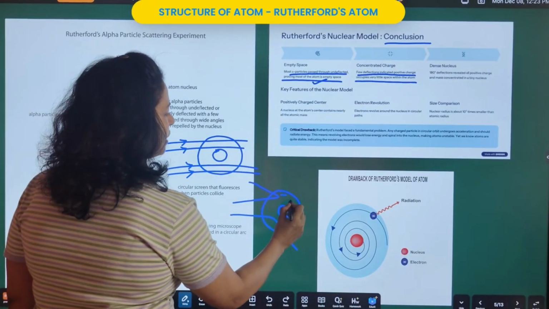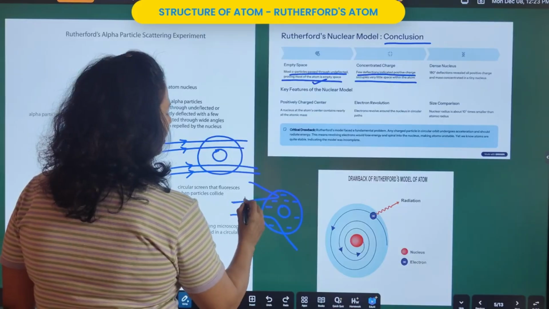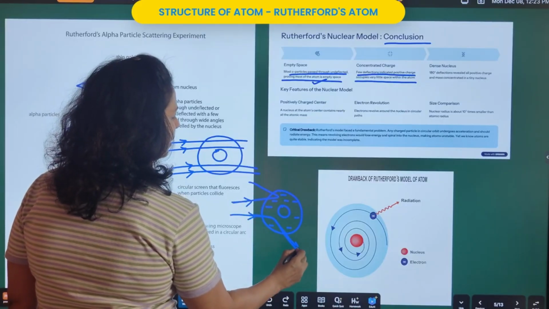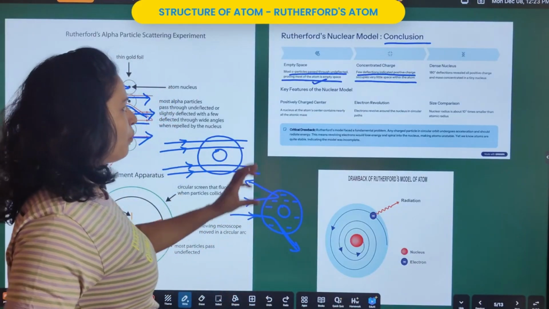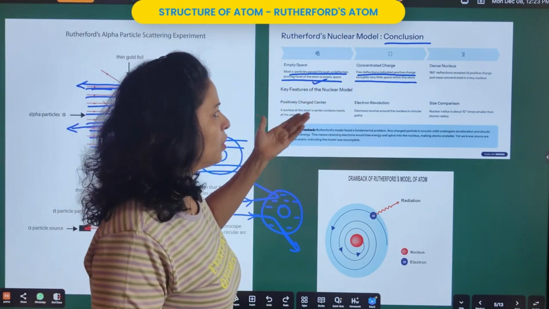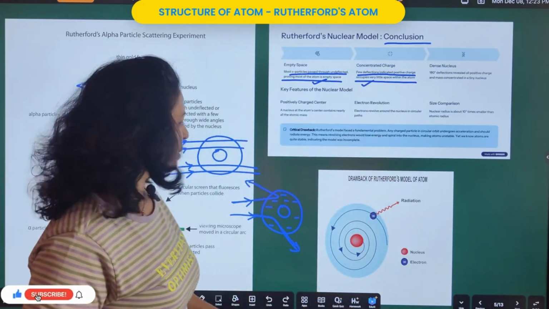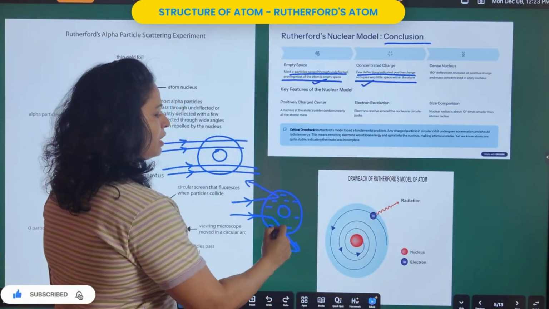So here, electrons are present. Okay, so when the alpha particles are passing, some are deflected by small angles. What he concluded from the few deflections, the small number of deflections which he saw, was that the positive charge occupies very little space. That means the positive charges here are very few.